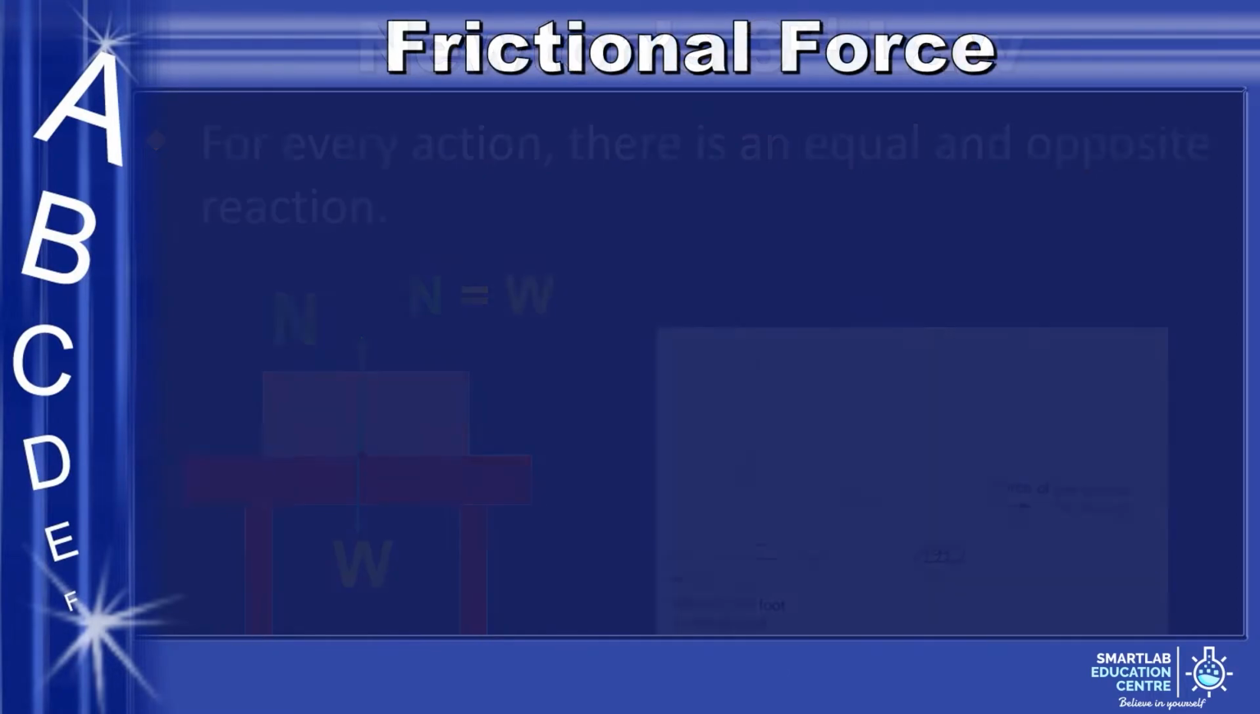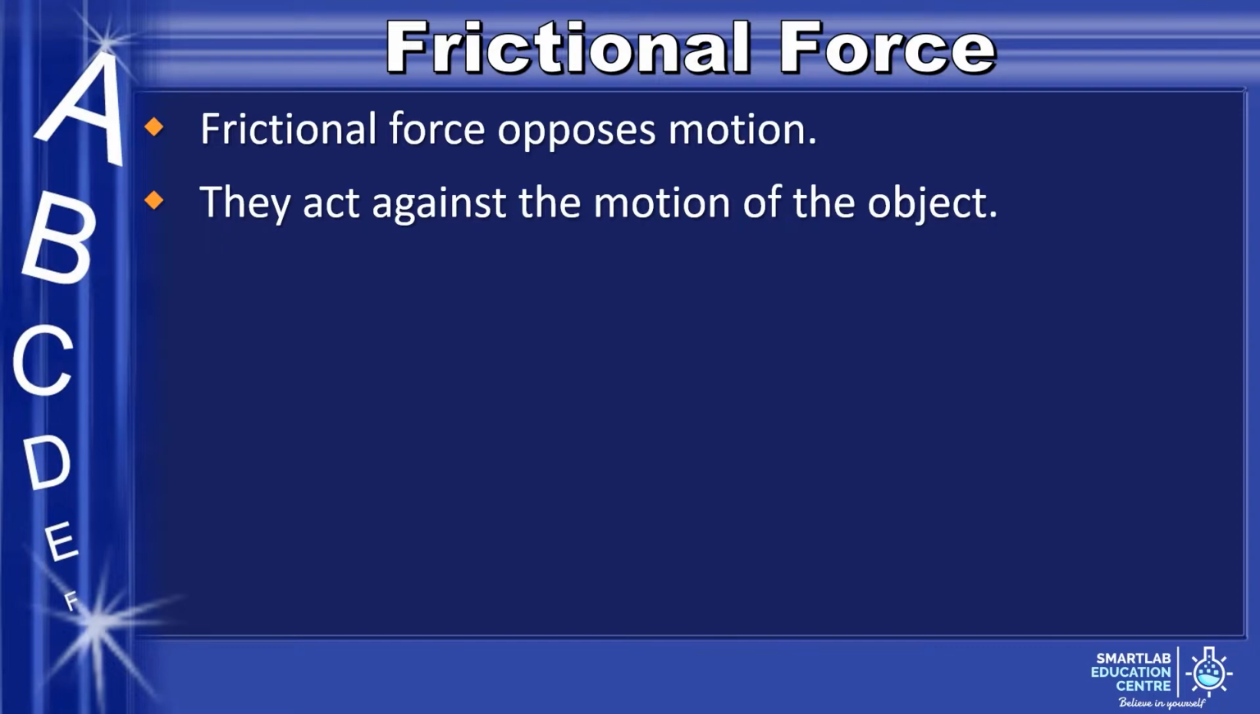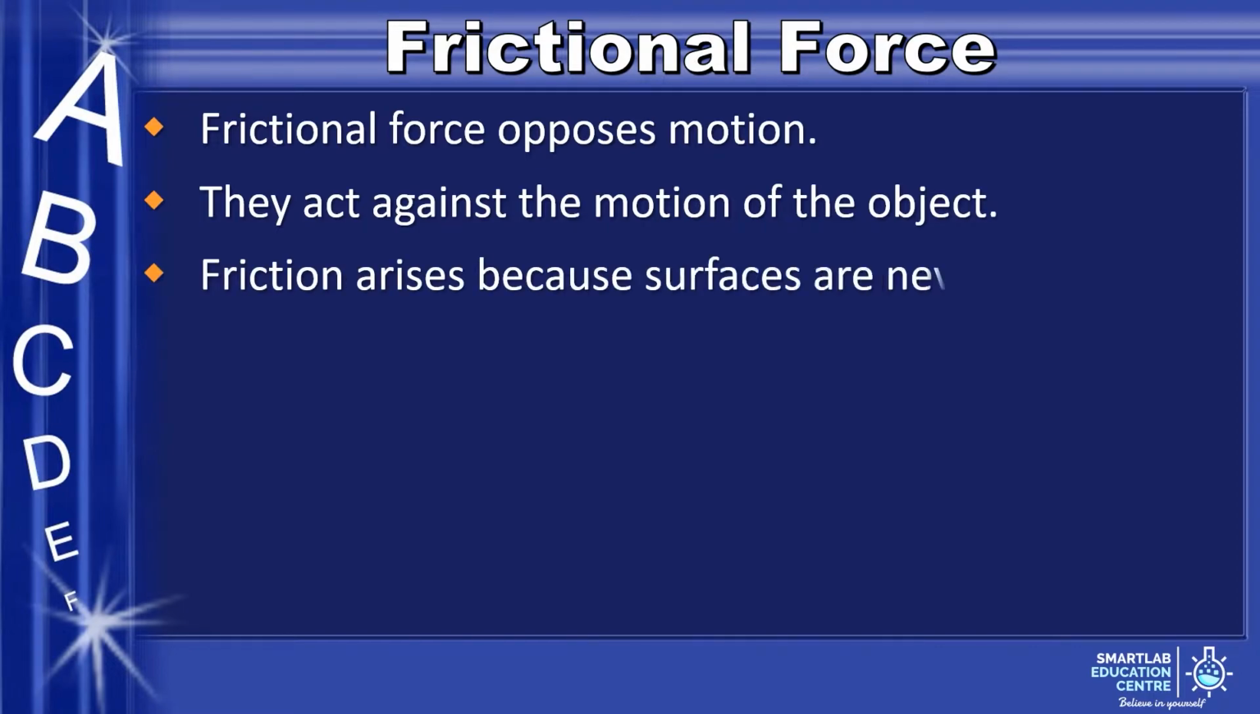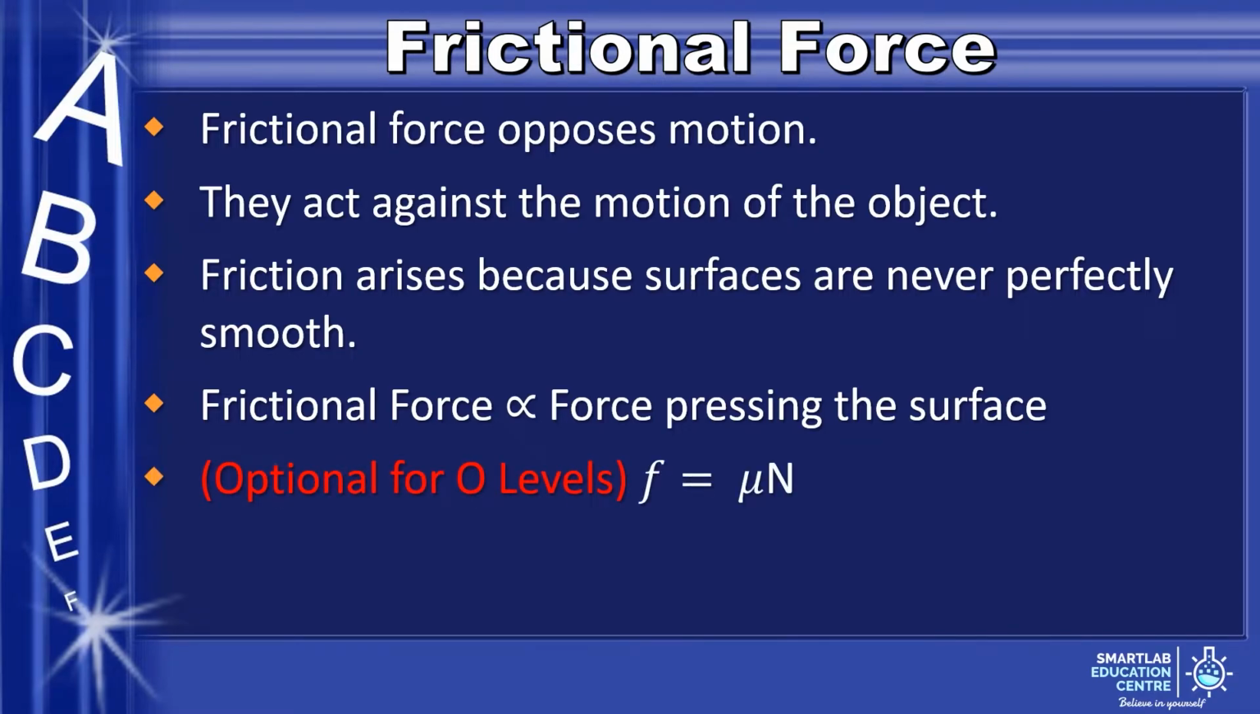Let us talk about frictional force. Frictional force opposes motion. It acts against the motion of the object. Friction arises because surfaces are never perfectly smooth. Hence, the frictional force acting against the object is directly proportional to the force pressing on the surface. Hence, we can say that friction is equal to the product of the normal force and the coefficient of friction, depending on its surface.